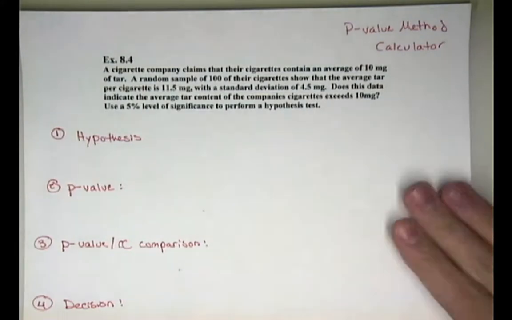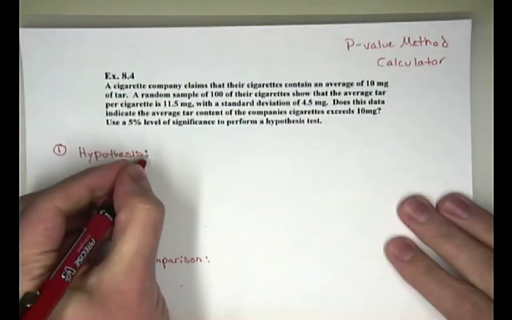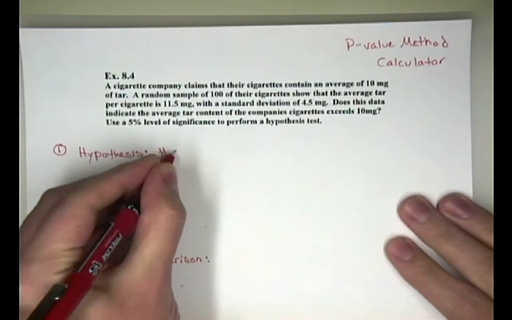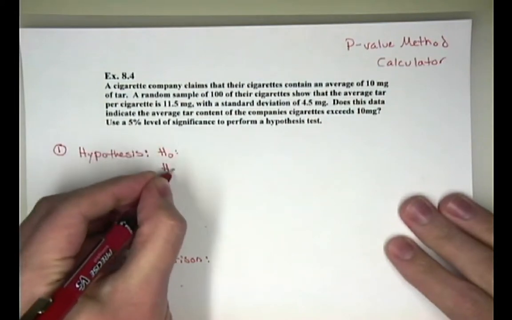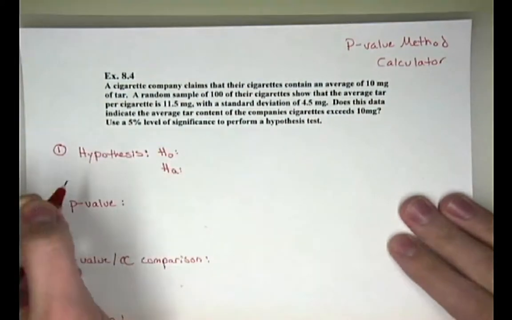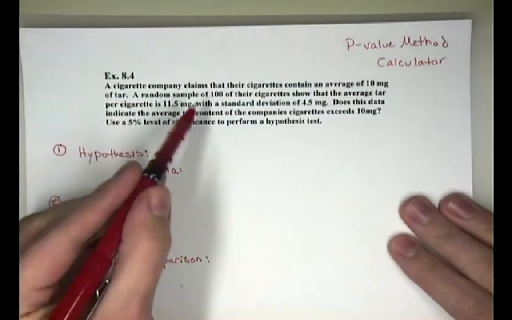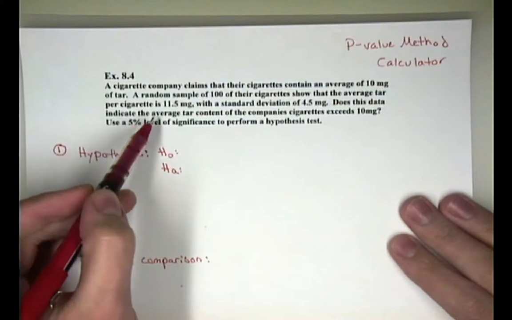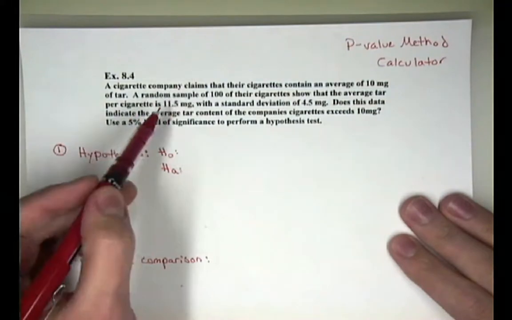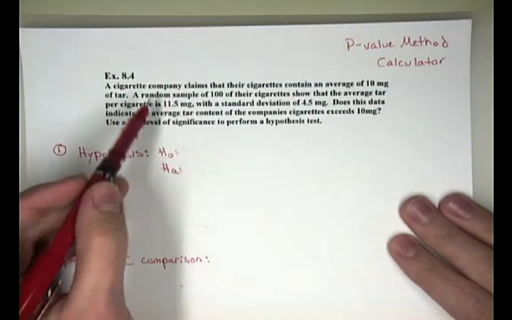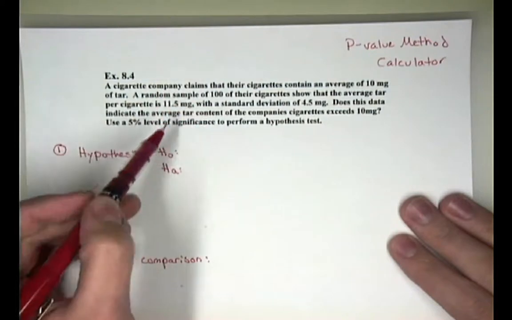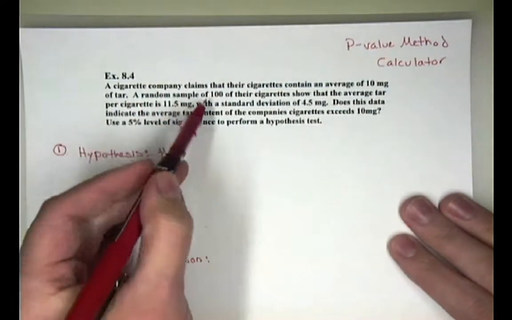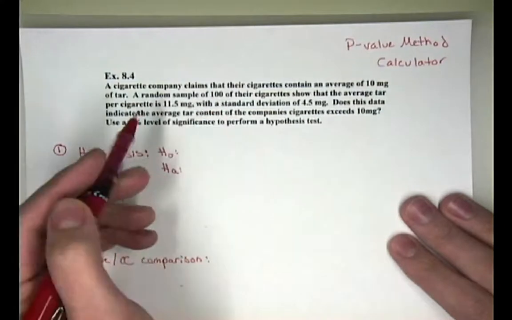Step 1, of course, in a hypothesis test is to set up your hypothesis, with H0 being your null hypothesis and HA being your alternative hypothesis. This is a one-sample test of means. Okay, so we've got one mean, one sample. We're going to treat it like a z-test for simplicity purposes, and also because we have a sample size greater than 100.